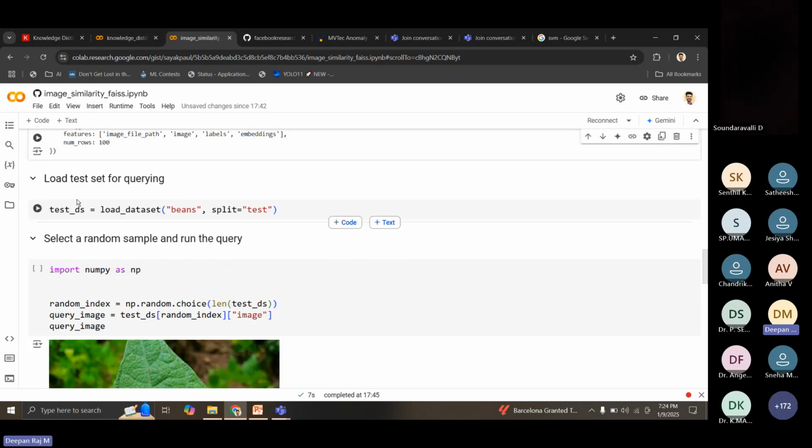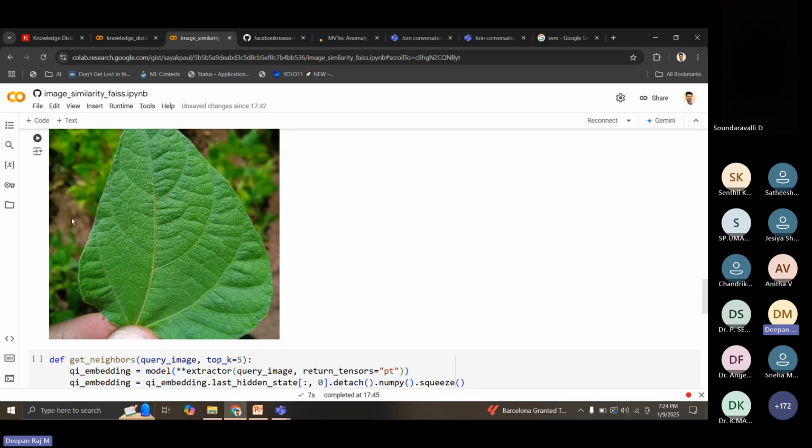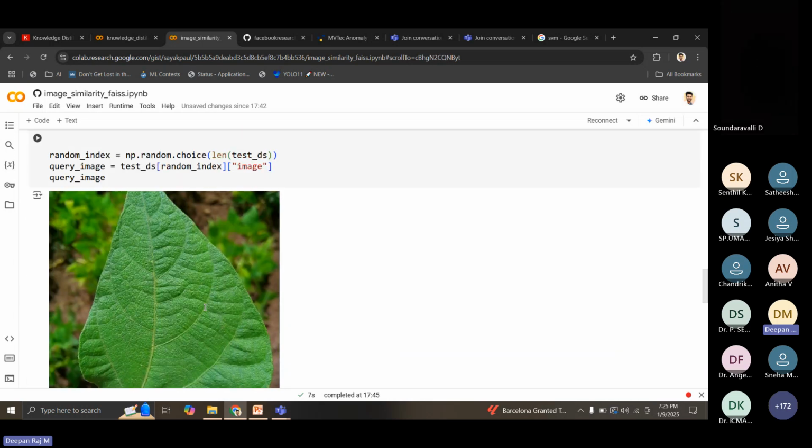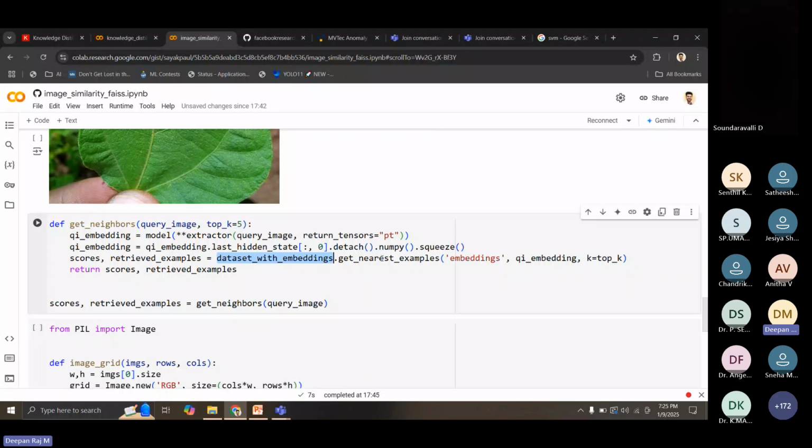Now you can just load a sample image. All I do is extract the feature and push it into the data set with embeddings to get the nearest samples. This gives me the retrieved samples, some top 5 or top 10. In this case, top k is defined to be 5, so the top 5 samples will be retrieved and the corresponding scores written down. All I do is extract the feature, use the command add FAISS index, and once the indexing is done, I just call dataset with embeddings dot get nearest examples. This will fire out the nearest samples with the scores.